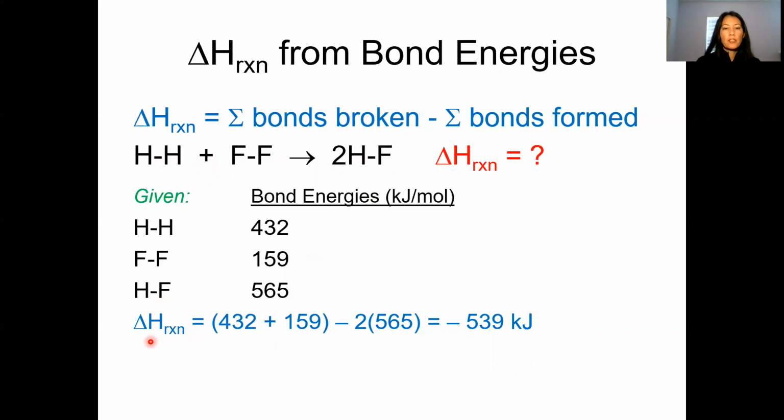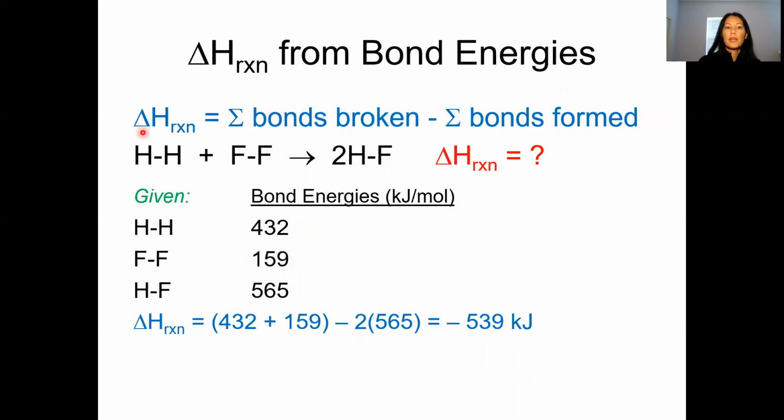So I just take the energies of the bonds broken, and the ones broken are the reactants, because you've got to break and supply energy to break the bonds. So for one H-H, 432 here, and one fluorine, 159, and then it's minus the sum of all the bonds formed. So minus 2 times 565, 2 because I formed two HFs, which have a bond energy of 565. Crunch those numbers, you get minus 539 kilojoules.